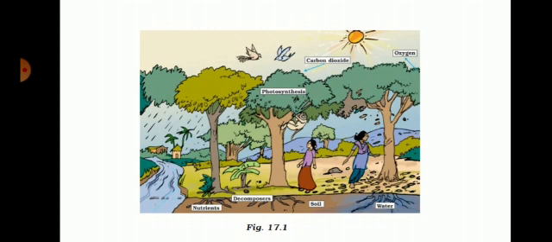Which leads to the reproduction of plants. Fruits and seeds are produced after pollination and dispersed by animals in different places.